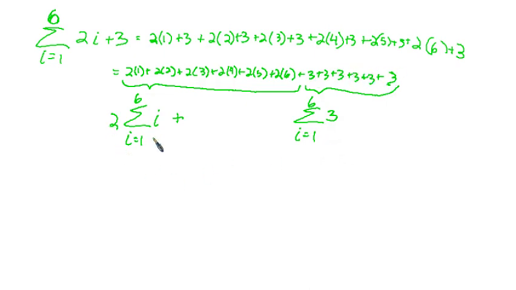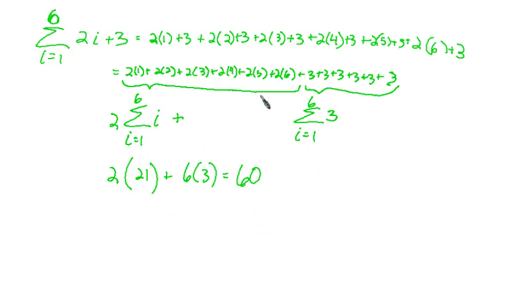So here we have this simple sum: 2 times 1 plus 2 plus 3 plus 4 plus 5, we know that's 15, plus 6 is going to be 21, plus just 6 threes added together. So 6 times 3: n, whatever n is, times just the constant. You're going to add up 6 of these, and that's the same as 6 times 3. So this is 42 plus 18, which is 60. Yes, it is 60.